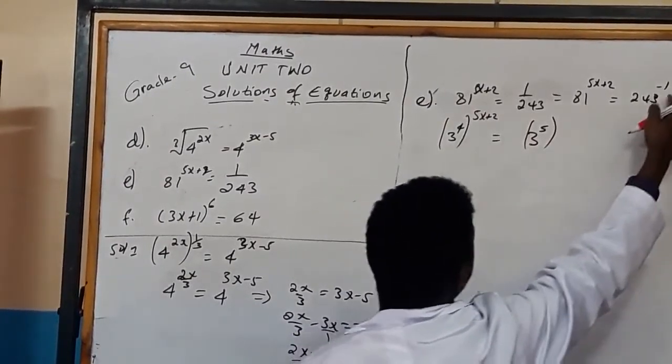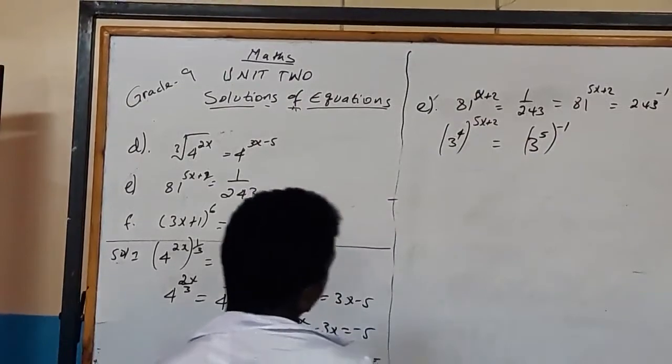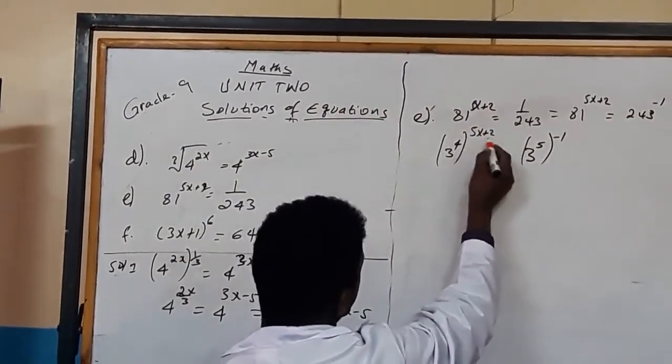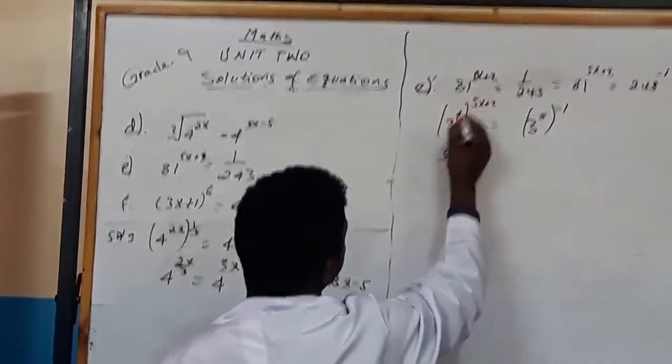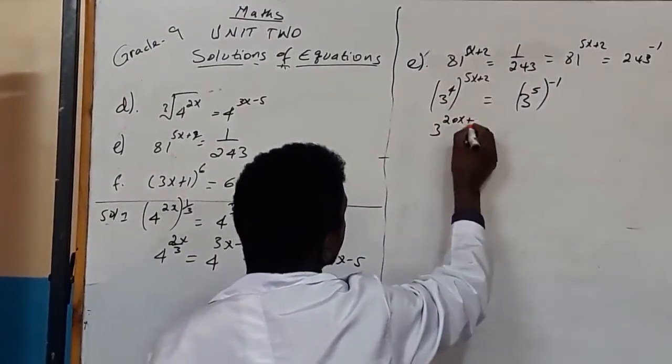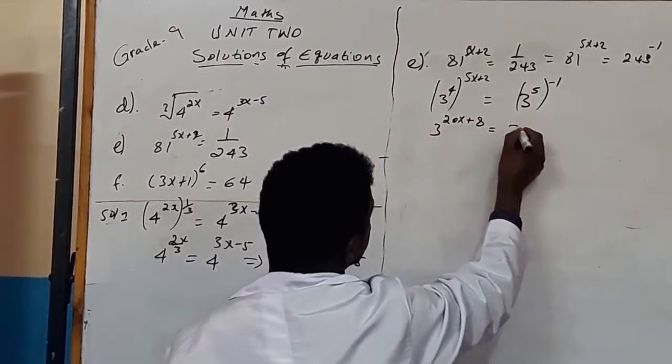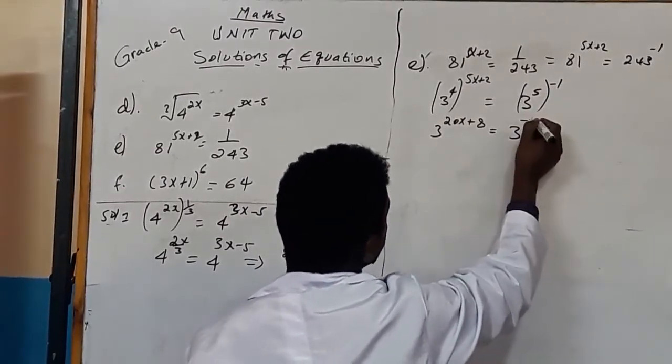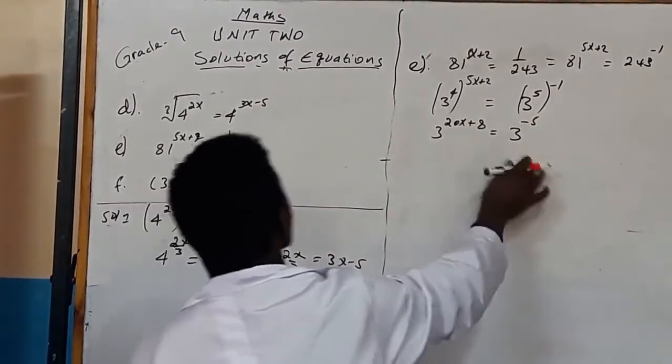And the whole power of negative 1. Now 4 multiplies this number. 4 times 5x is 20x, and 4 times 2 is 8. It's equal to 3 to the power of negative 5 times negative 1, which is negative 5. Now the bases are the same.